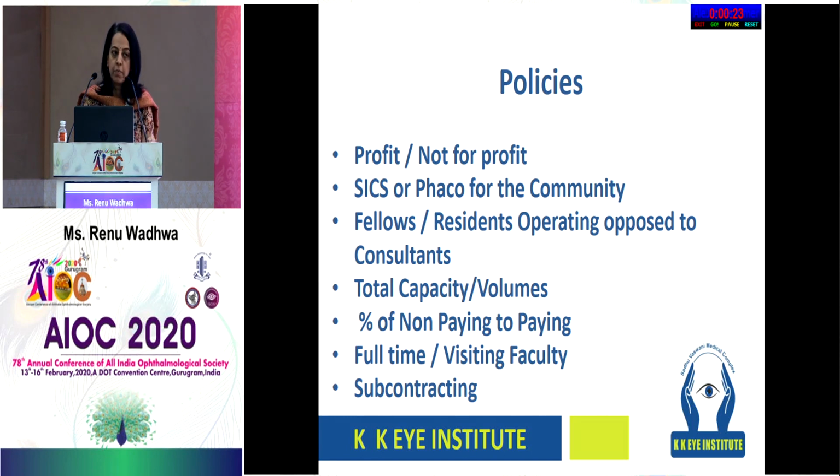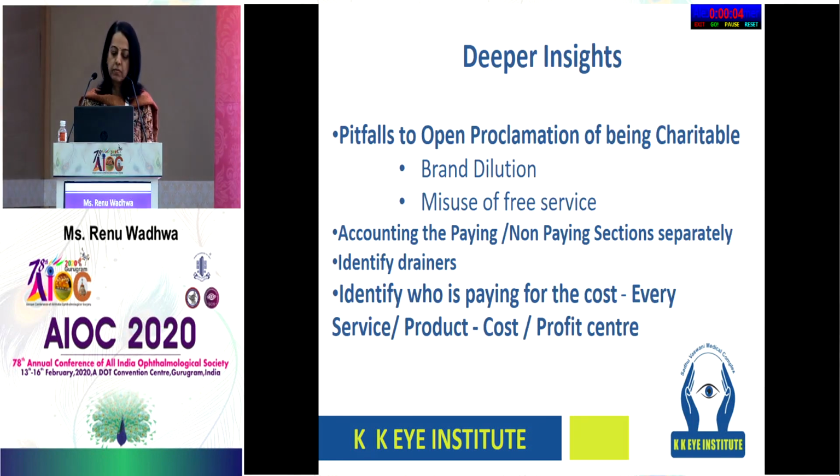What is the total capacity you have and how you can scale up volumes? Percentage of non-paying to paying, that's another policy decision. Full-time visiting versus visiting faculty. What are the non-core services which you'd like to subcontract, like for example, housekeeping, canteen, etc.